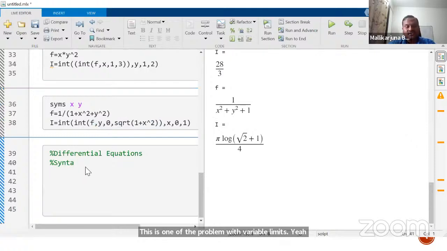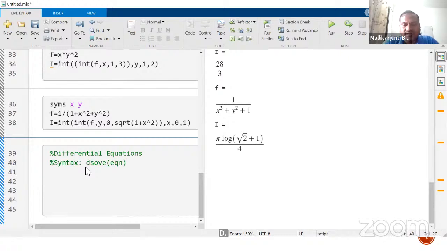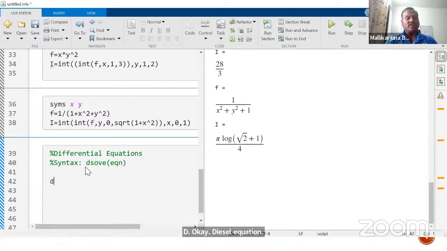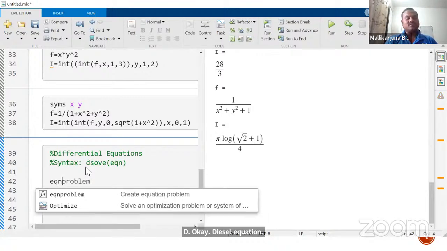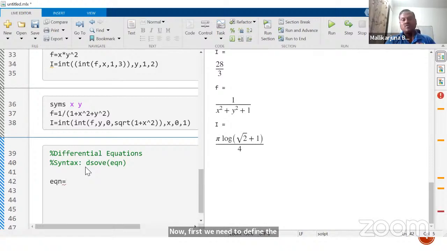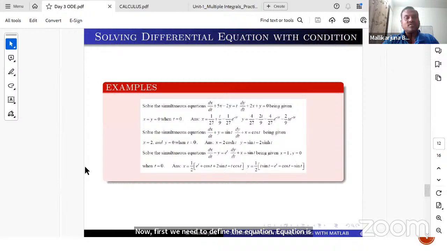Now the syntax for the differential equation, D-solve equation. Now first we need to define the equation. Equation is equal to what? Let us see what the examples for the differential equation.